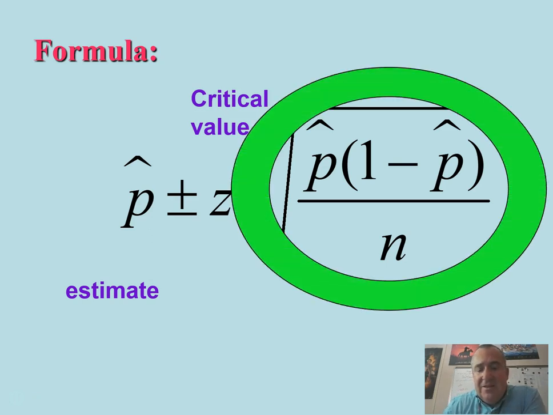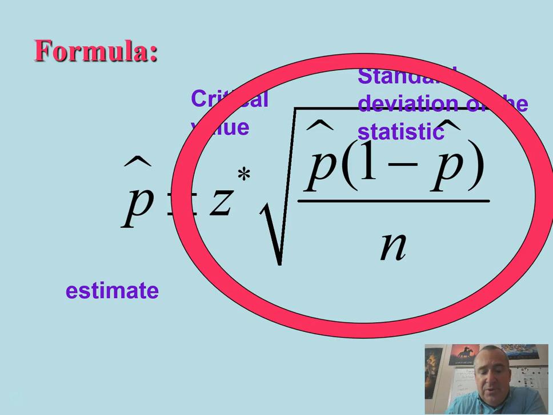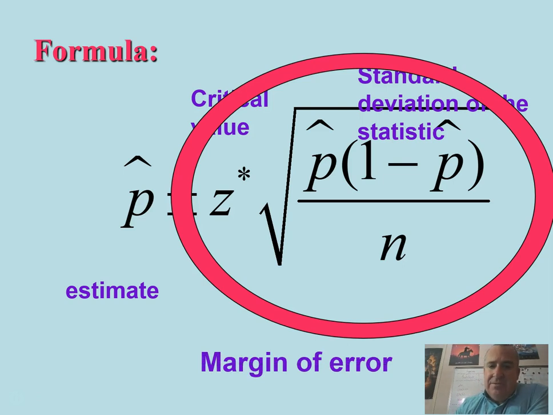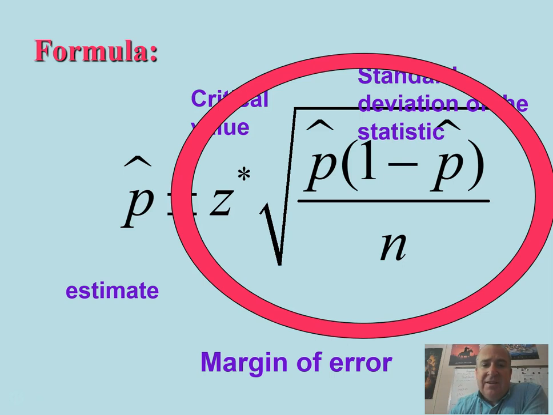And finally, we have this part of the formula, which is the standard deviation of the statistic. We call that the standard error. And if you put these two things together, the Z critical and the standard error, that becomes the margin of error. And then finally, if you look at the whole thing, that's called a confidence interval. All right, so I've done a lot of talking. Let's show you an example.